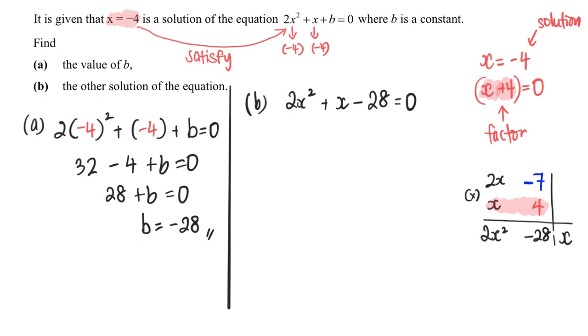From here, I can just double check. This will give me 8x. This will give me -7x. Yes, 8 minus 7 is 1. And I will be able to get my answer quite straightforwardly: x plus 4, 2x minus 7 equals 0. One of the brackets must be equal to 0.